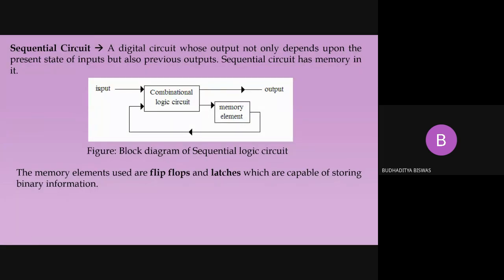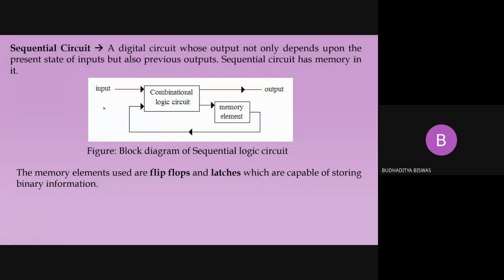Okay, so no memories are there, no previous data are stored inside the combinational logic circuit. So the output of a combinational logic circuit purely depends upon the input of that particular moment. So you see, this is a combinational logic circuit. So the output totally depends upon the present input.